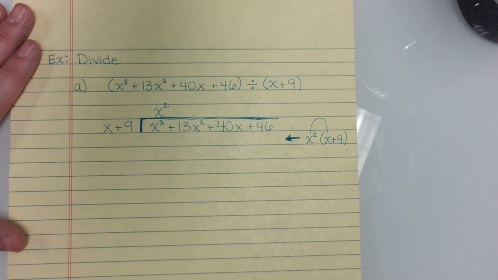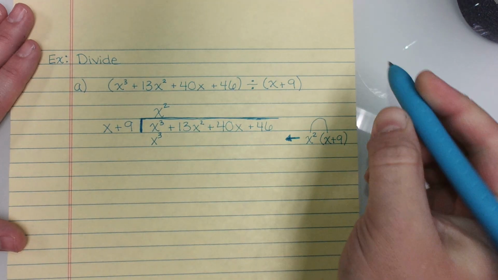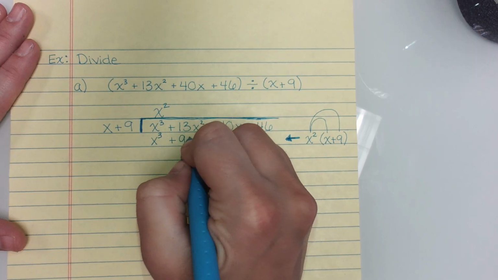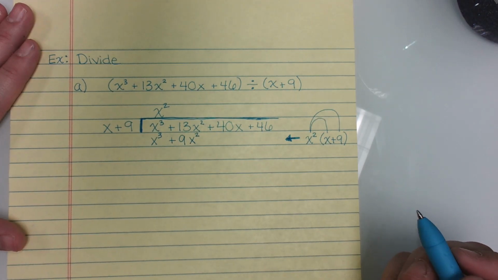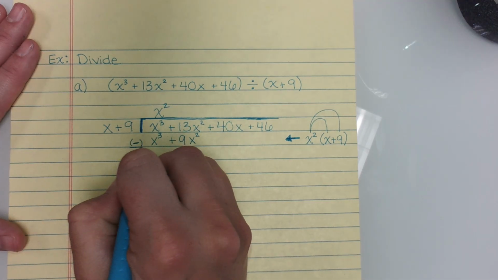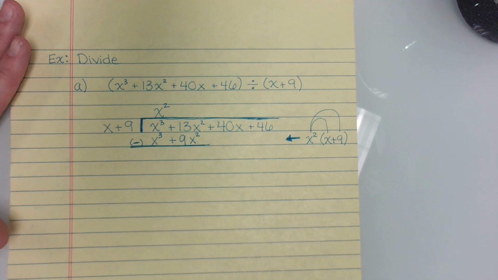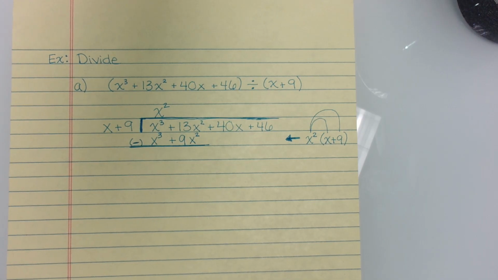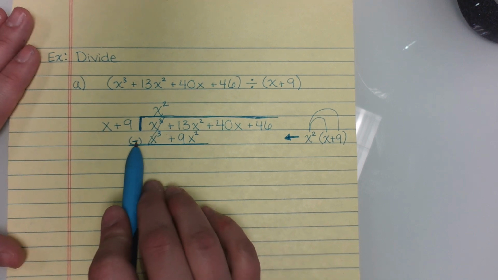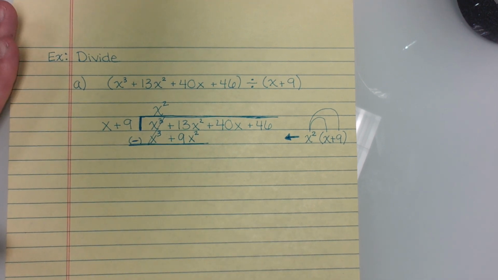What is x squared times x? X cubed. What is x squared times 9? Plus 9x squared. And then, when you're doing long division, after you do that, the next thing you do is subtract. The first term should always cancel out. If it doesn't, you've done something wrong. X cubed minus x cubed. Gone. 13x squared minus 9x squared.